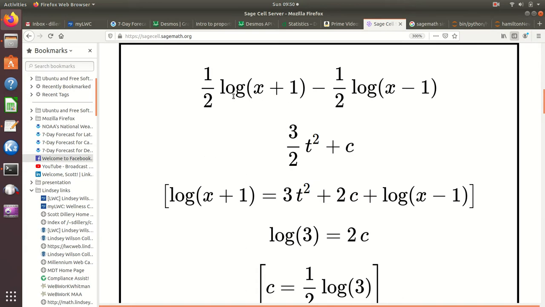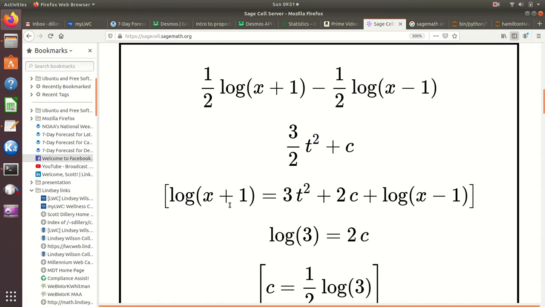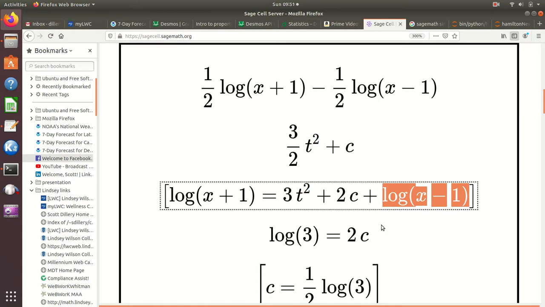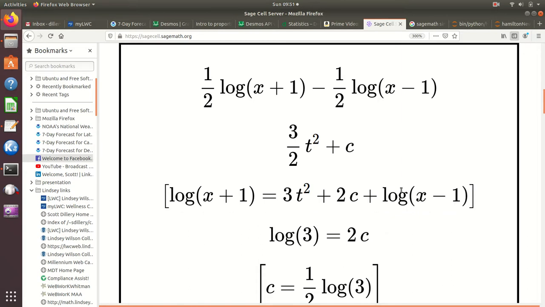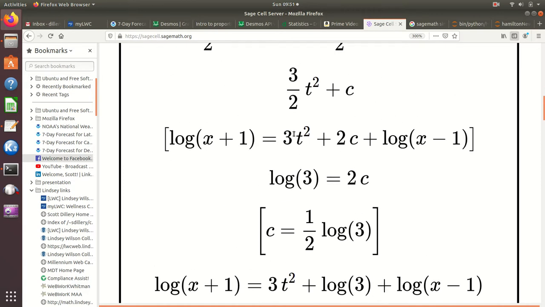Then remember, the next thing I did was I tried to set this thing up here equal to this and solve for x. Well, it sort of does it, but notice I still have the log of x plus 1 on this side. Not a big deal. I could exponentiate both sides, except I've got the log of x minus 1 on this side. So it never combined those logarithms.